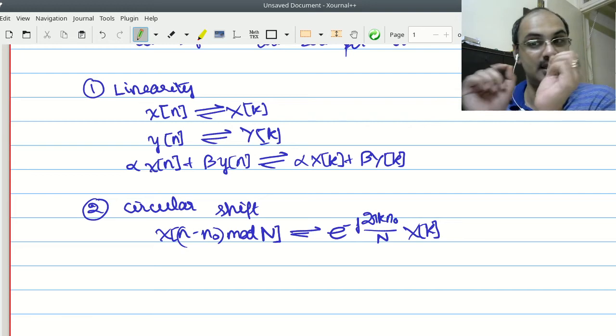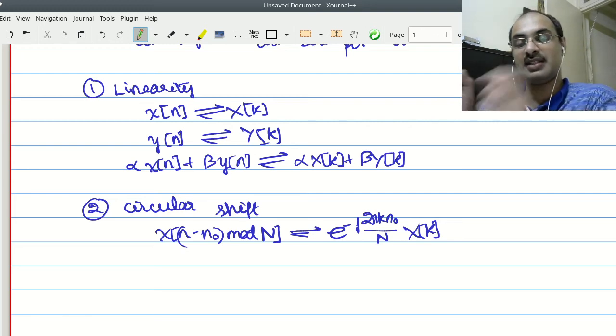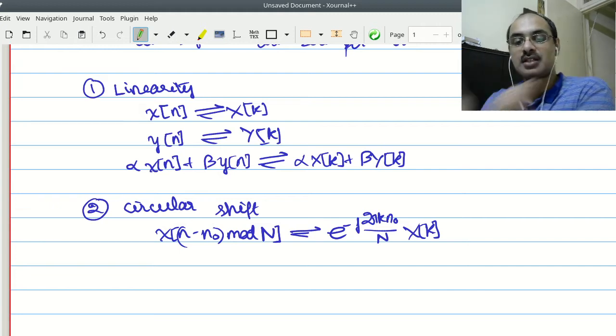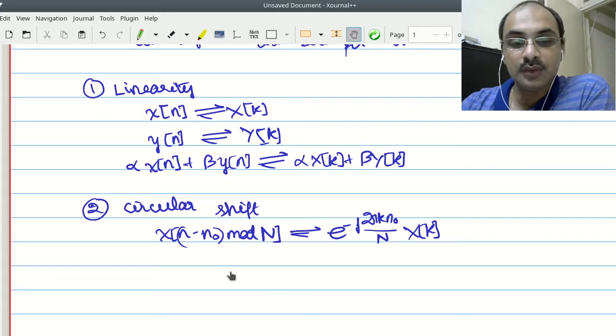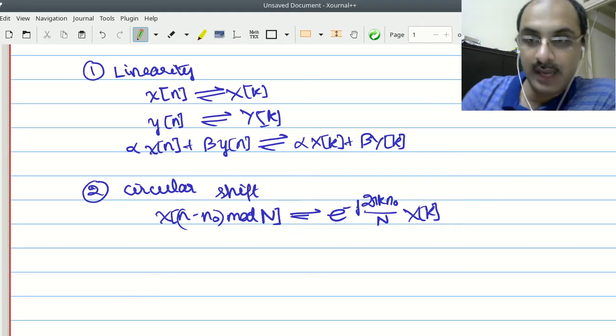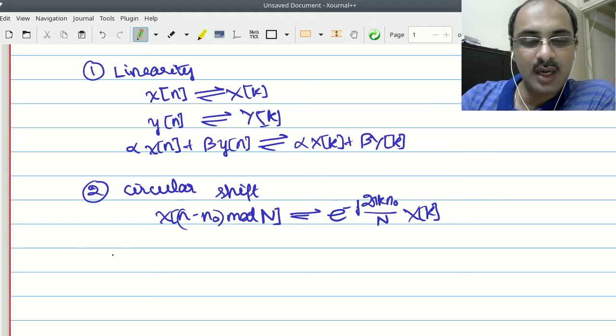Remember, your x[n] is actually periodic, that is why x of n minus n naught mod N is a circular shift. So, when this part goes out, the other part starts coming in. So, the e power minus j 2 pi k n naught takes the place of e power minus j omega n naught. So, how do you understand this?